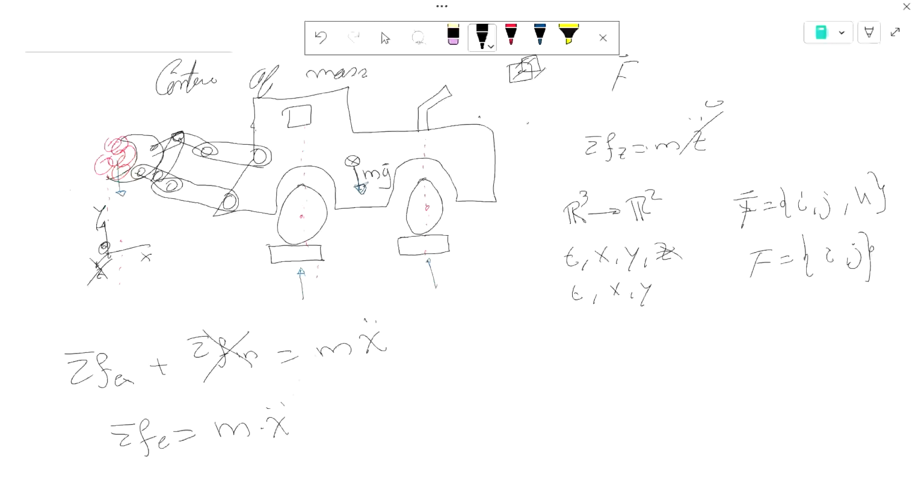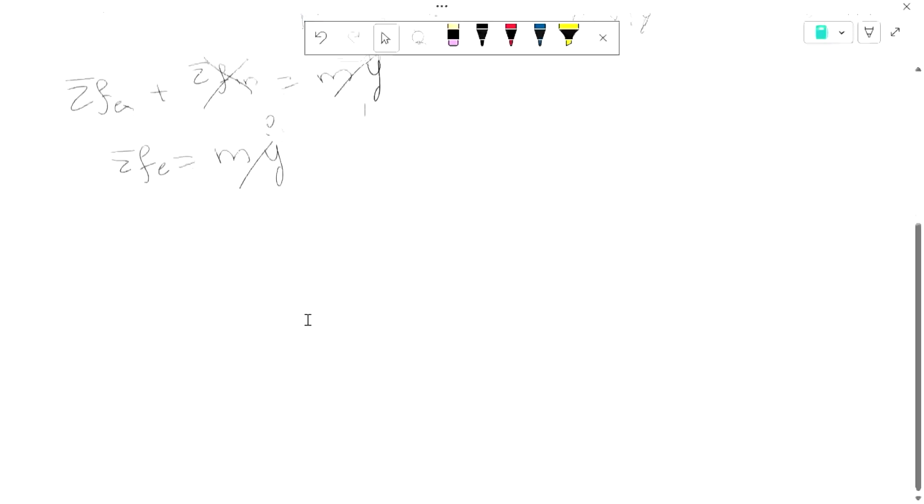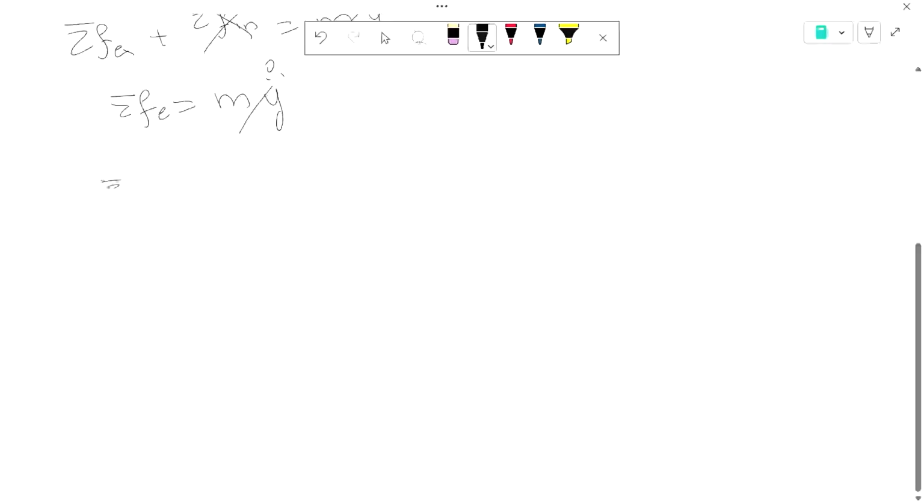Well, in X we said is 0, and actually we said we were going to do it in Y, and I didn't follow through. So Y, it's not moving up or down. So what we have is, just like in statics, summation of forces in X and Y. So summation of forces equals 0. What forces do we have?